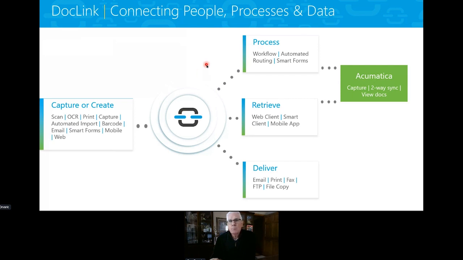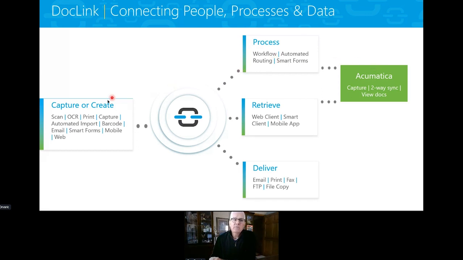Once it's there, we can process those documents. We can put them into an automated workflow or a manual workflow if necessary. And when we talk about accounts payable invoices for a moment, when the invoice has reached its final approval status, we can take that data for that invoice and automatically transfer it to Acumatica.